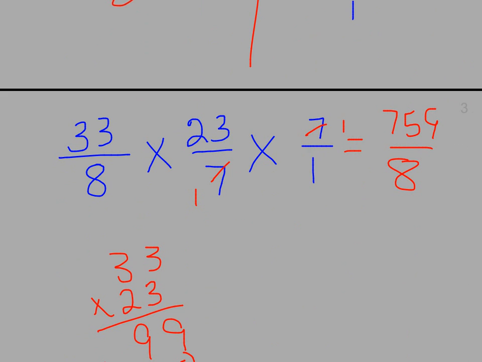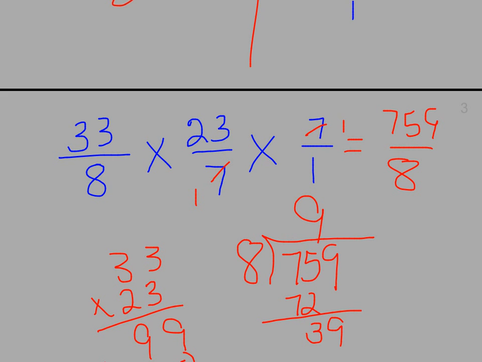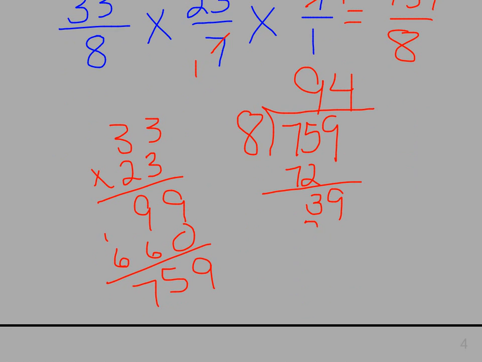And so now I'm going to take that and go 8 into 759, so I can change that back into a mixed number. It's really big. We have 9, 72, 39, 8 goes into 39 4 times, which is 32, leaves me with 7 left over, and it's 7 over 8. So that is the answer on that one.